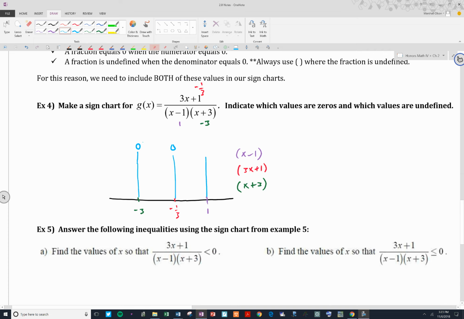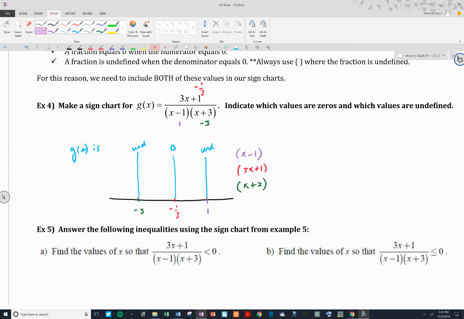So what I'm going to put there to represent that is the no solution symbol. You could, if you want to, put VA for vertical asymptote. You could put U or UND for undefined. That's not bad. In fact, I'm going to use that one for this. Sometimes I just use that no solution thing too, but really what it is, it's undefined. Here is what g of x is: g of x is undefined at negative 3, 0 at negative 1/3, and undefined at 1.